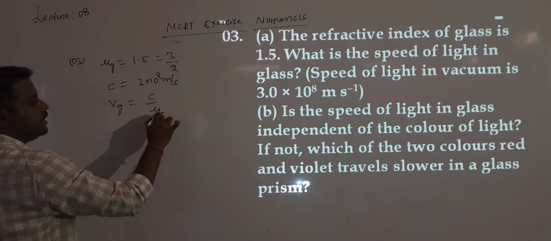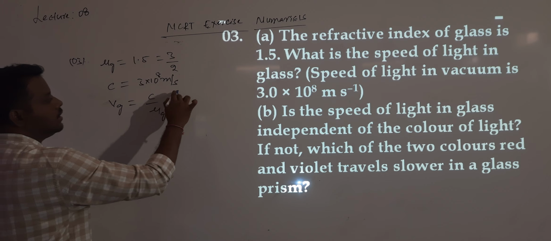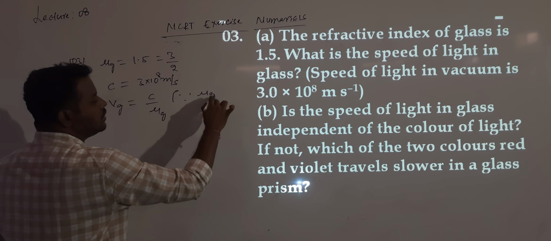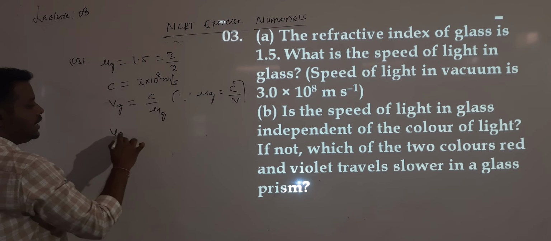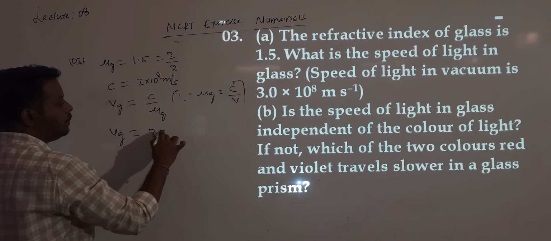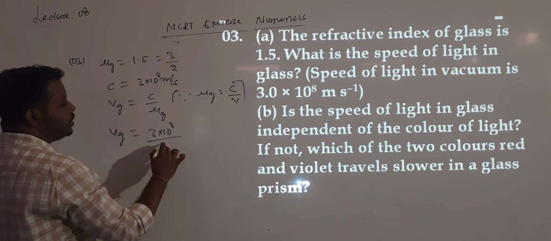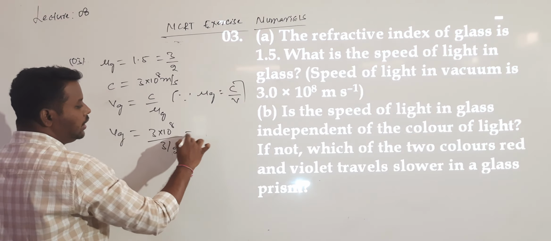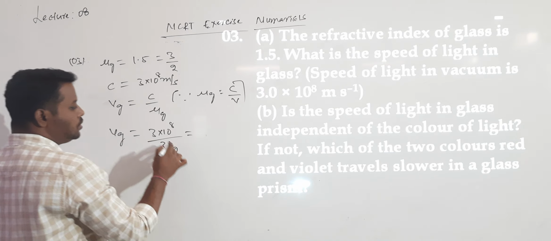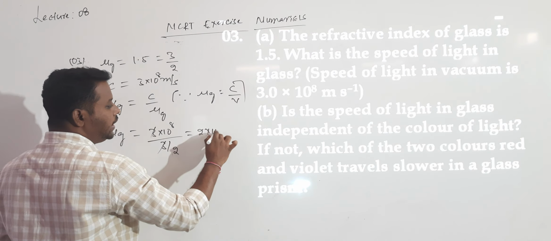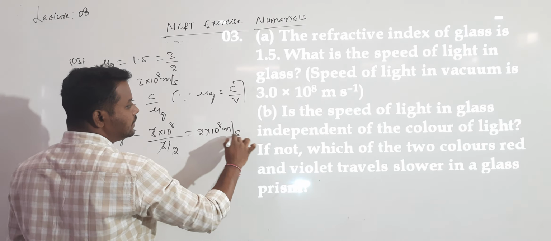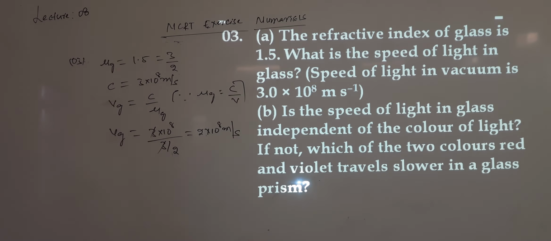Absolute refractive index is the ratio between, so you know the formula, mu g is equal to C divided by v. So from this, C value is 3 into 10 power 8, divided by the mu g value, which is 3 by 2. It will go to the numerator, so 2 3s are 6, or the 3s cancel. So the answer is 2 into 10 power 8 meters per second. So this is the speed of light in glass. First question.